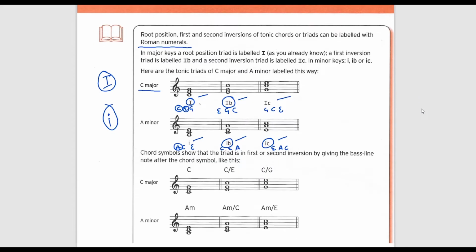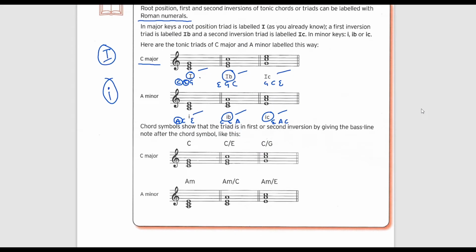Now next we go to chord symbols. What is a chord symbol? A chord symbol shows which chord you're playing. Remember, the root position and inversions you write at the bottom, not at the top. You can see here, this is not at the top, this is at the bottom. And chord symbols you write on the top, not the bottom. Remember that.